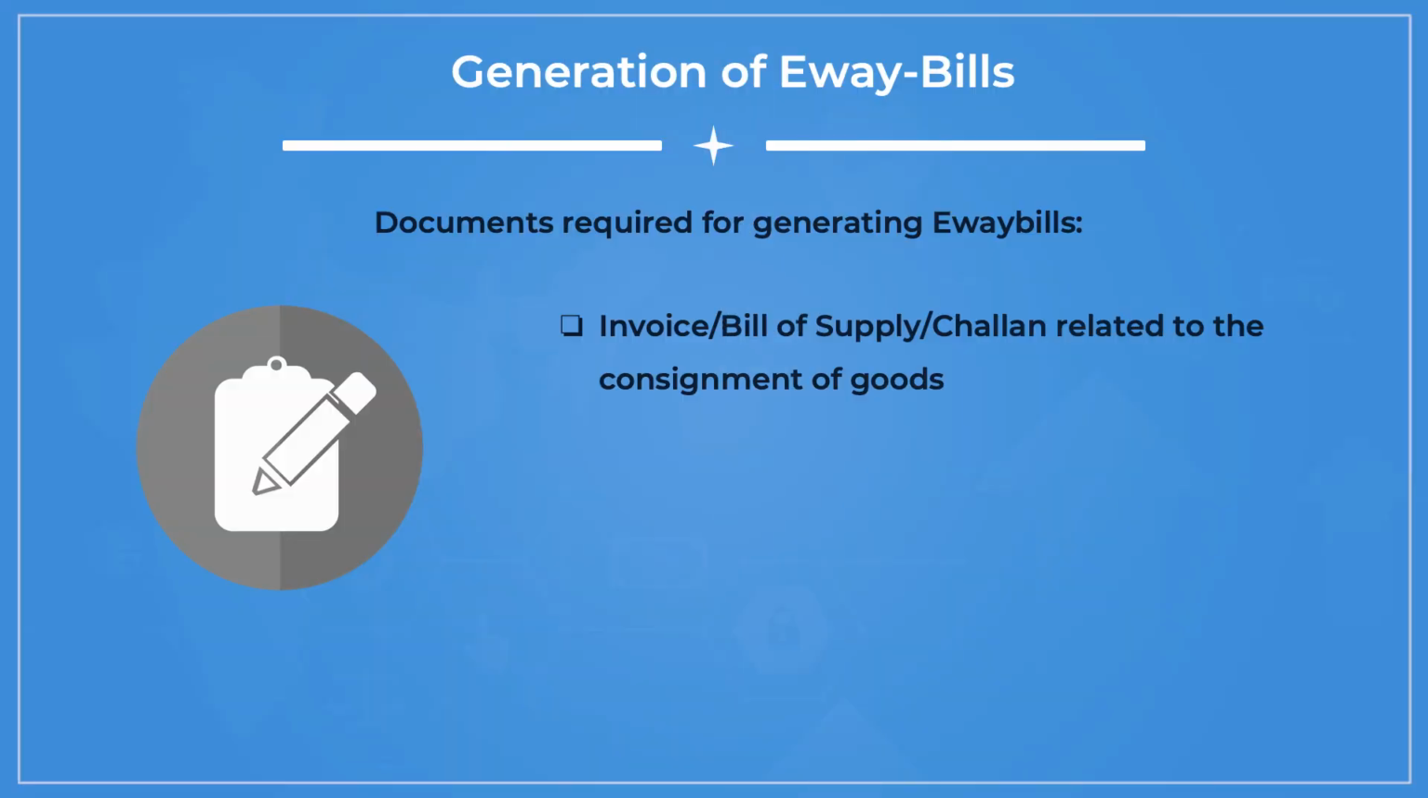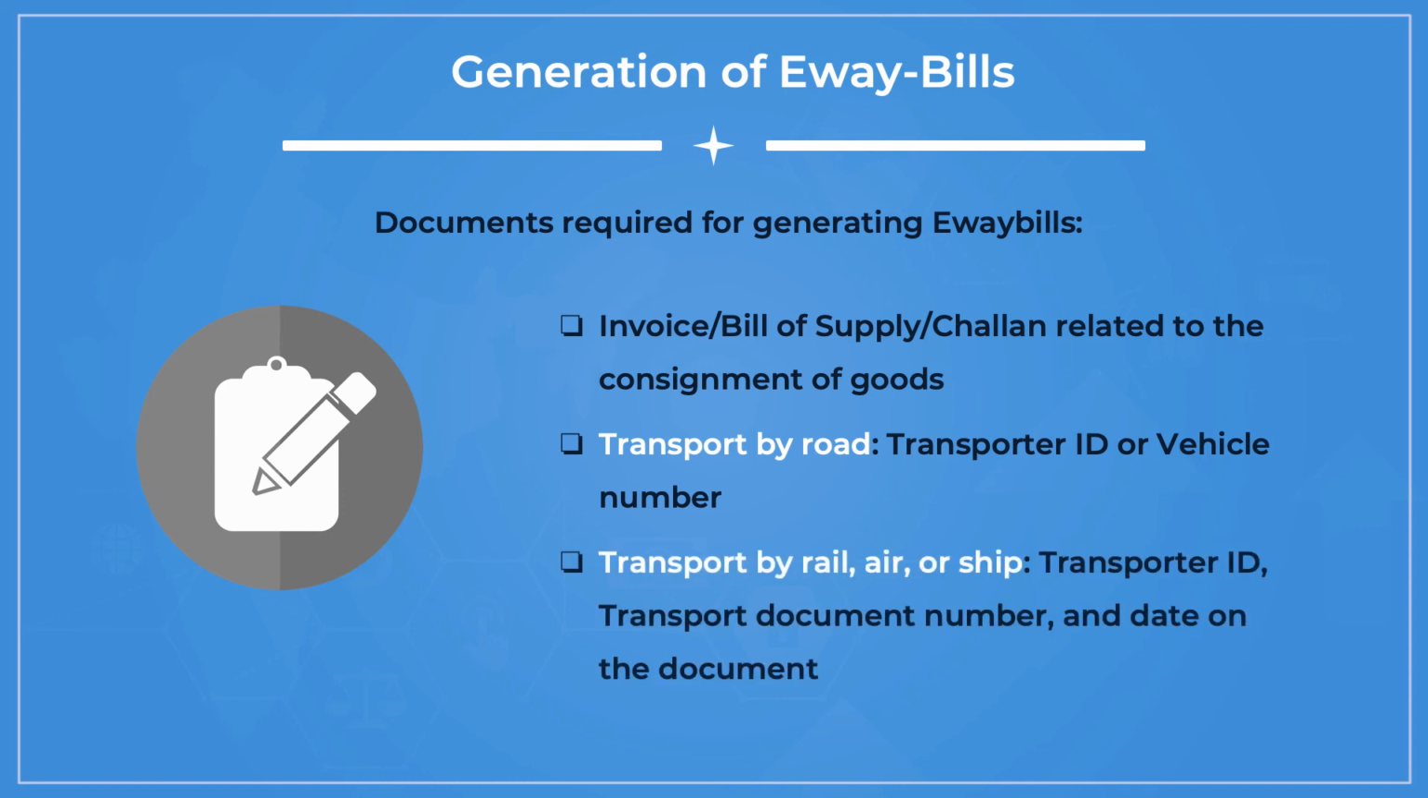Let us see the documents or details required to generate an e-way bill, namely invoice or bill of supply or challan related to the consignment of goods transported by road; transporter ID or vehicle number; for transport by rail, air or ship, transporter ID, transporter document number and the date on the documents.